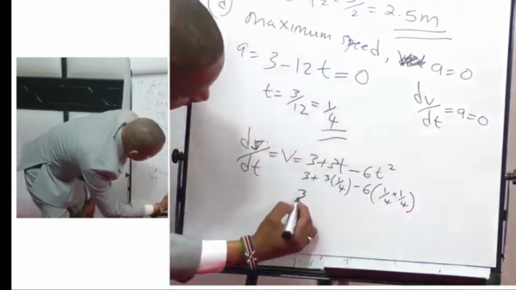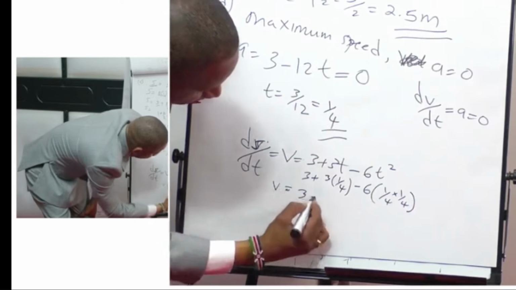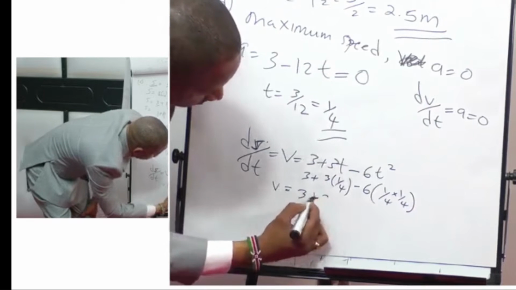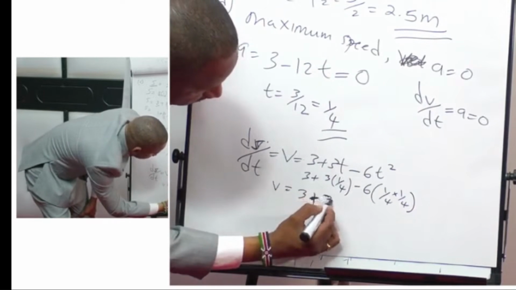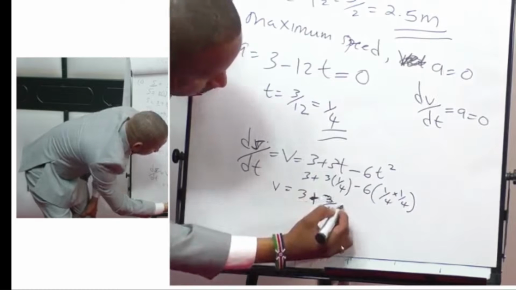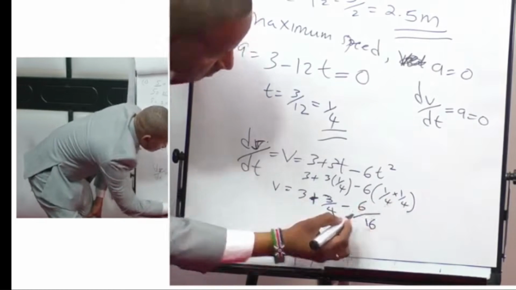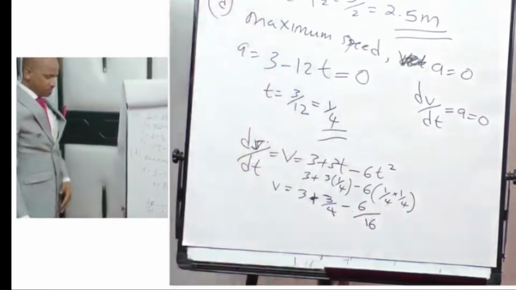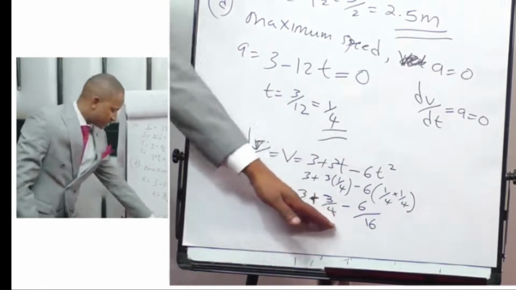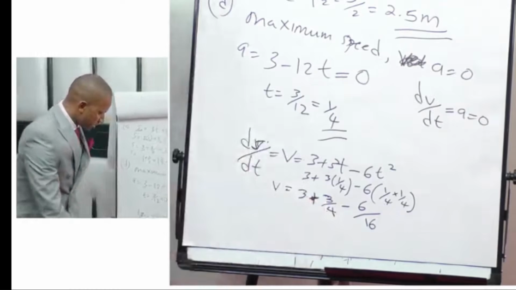So this is 3 equals 3 plus 3 over 4 minus 6 over 4 times 4 is 16. So you use a calculator. These are now very easy things. You just use a calculator.